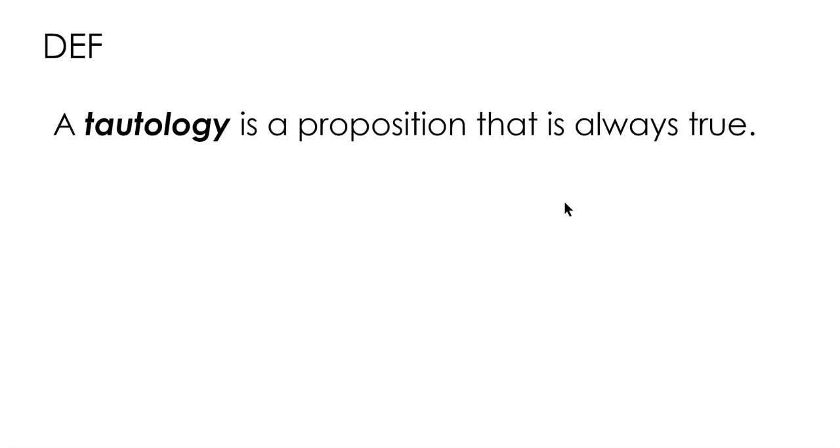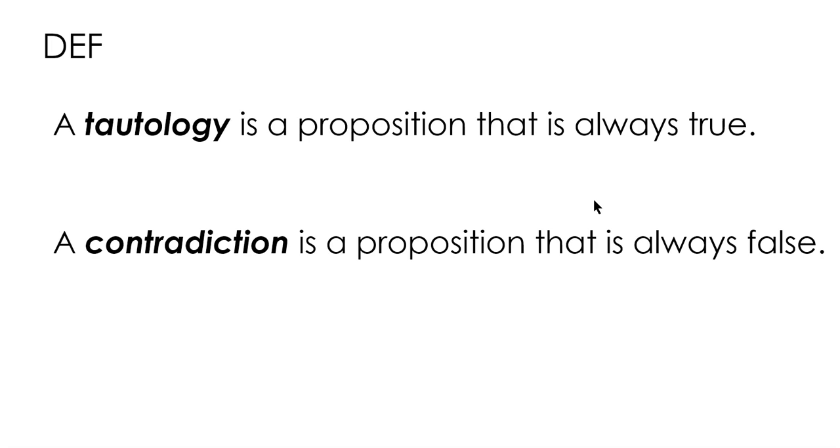A tautology is a proposition that is always true, and a contradiction is a proposition that is always false. One statement we use to show you what a tautology is would be P or not P. This is always true. If P is true, then the statement is true. If P is false, then not P is true, so the statement is true. Tautology, so this is kind of the shortest, simplest example of a tautology.